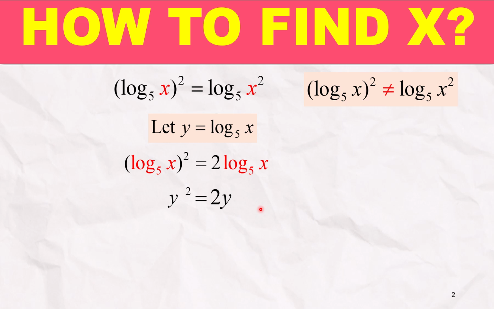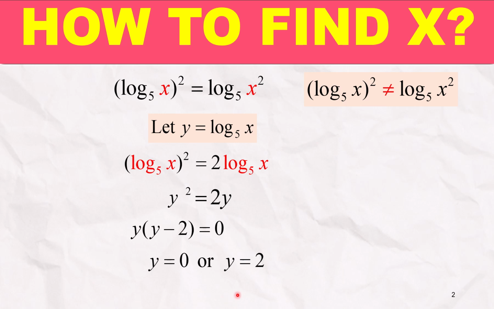Now at this point, before I continue, it is important to note that some students are very quick to simply cancel away y on each side. They think that, oh, since y is the same, therefore I just cancel away the y. So do take note, you can never do this. Instead, I'm going to bring the 2y to the left hand side and solve by factorization. So I have y bracket y minus 2 equals to 0, and then I solve, I will get y equals to 0 or y equals to 2.